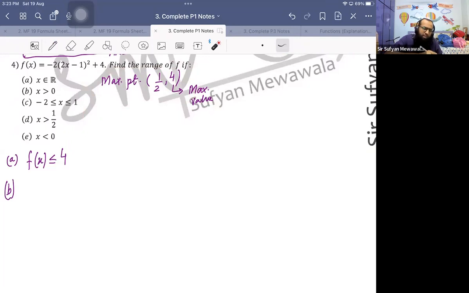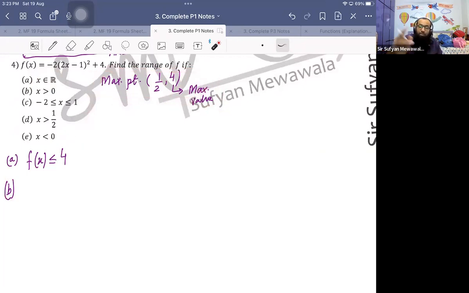Yes, for a question like A in which the domain is x belongs to real number, we always look at the value of y. And if it's a maximum value, then f(x) is less than equal to this value. And if it's a minimum value, then f(x) is greater than equal to this value, because minimum means minimum or more than that. So greater than equal to minimum value, and maximum means maximum or less than that. So less than equal to maximum value. Achha, I was talking part B. This first step has been done for all the parts.